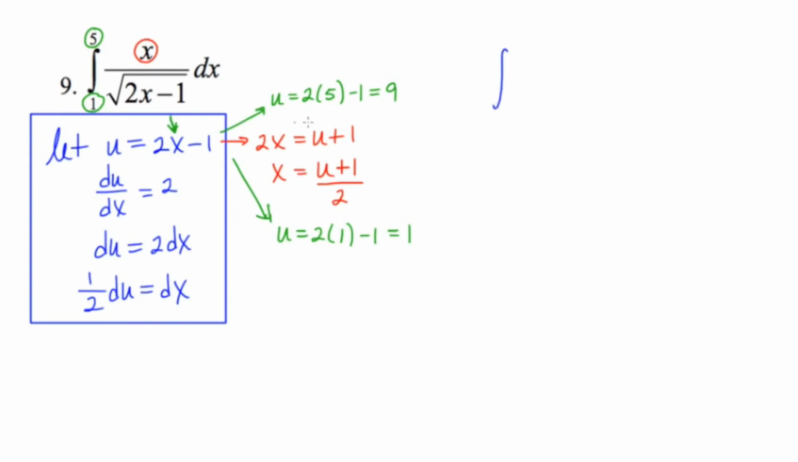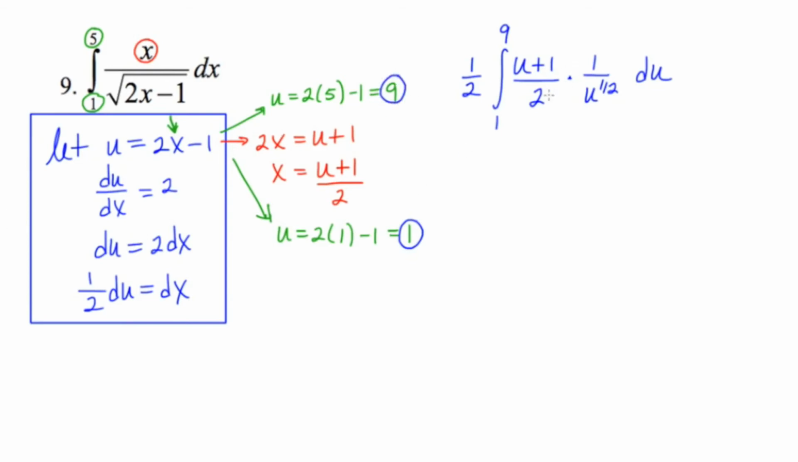So we have an x on the top, and that x is really u plus 1 over 2. We've got 1 over root 2x minus 1, which is really 1 over root u, or 1 over u to the 1/2. And then it ends with dx, which is really 1/2 du. And our limits have changed from 1 to 9. Notice, this is our new lower limit, and this is our new upper limit.